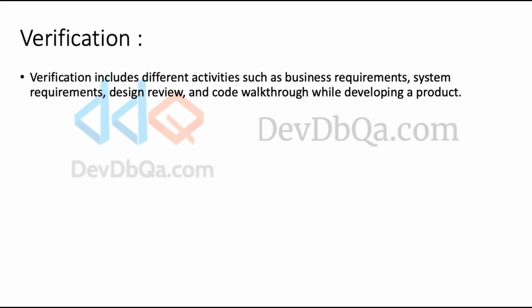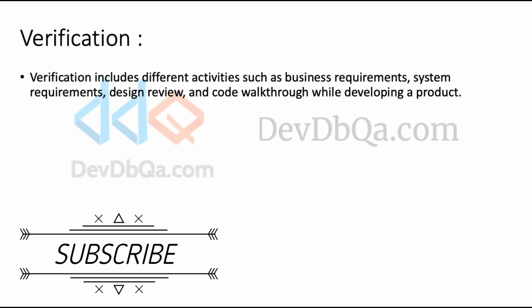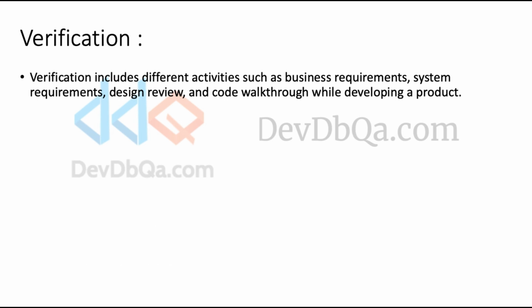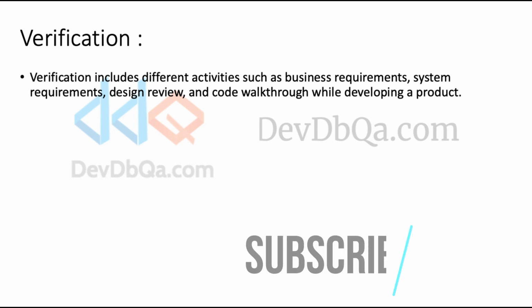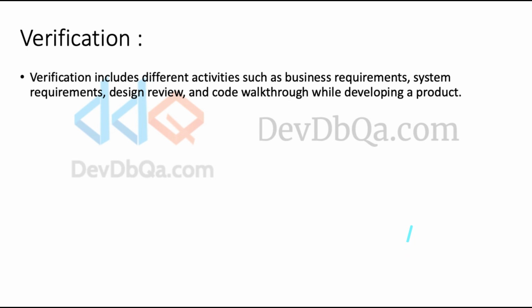Verification. Verification includes different activities such as business requirements, system requirements, design review and code walkthrough while developing a product. So verification comes into the picture while the software is being developed by the dev team. The different activities involved in verification are business requirements overview, system requirements overview, design review and code walkthrough.